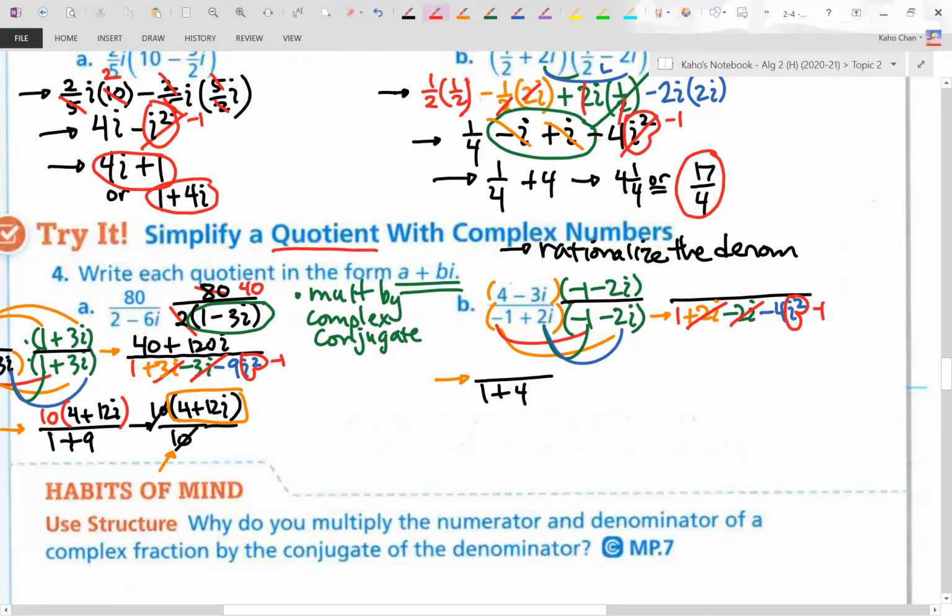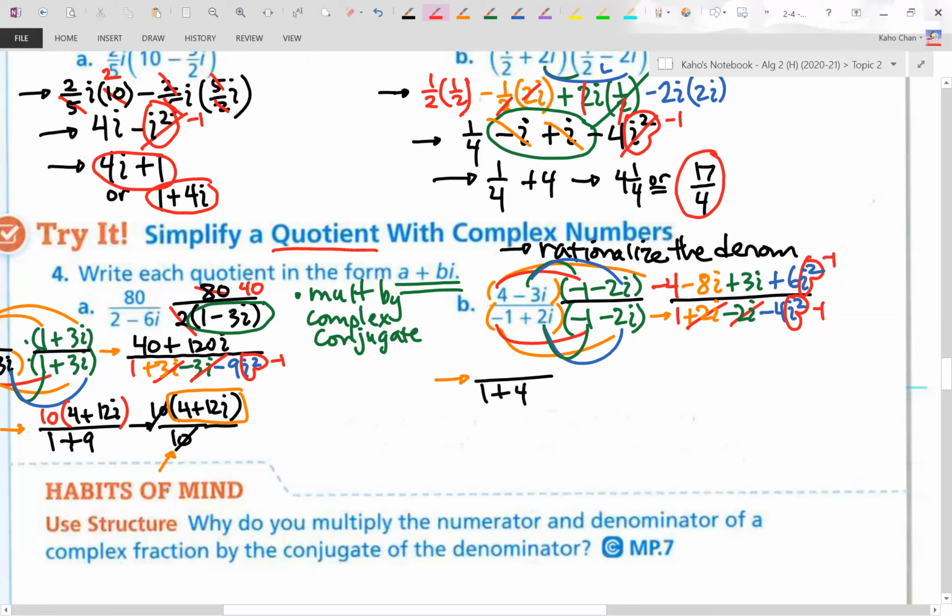I know, color again. And outer terms, 4 times -2i. Inner terms, -3i times -1 is +3i. And last terms. This is crazy, isn't it? But it's just algebra. Pretend that i is like a variable x. i squared is -1 on the end there.